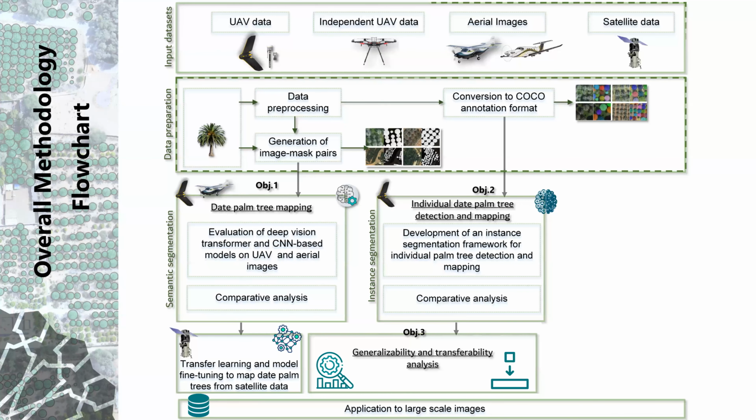In the semantic segmentation, we evaluated different vision transformers. In the instance segmentation, we attempted to develop a framework to detect and map individual date palm trees. Of course, we eventually evaluated the transferability and generalizability of these models on UAV data and on satellite data. And ultimately, these models were applied to large-scale images.